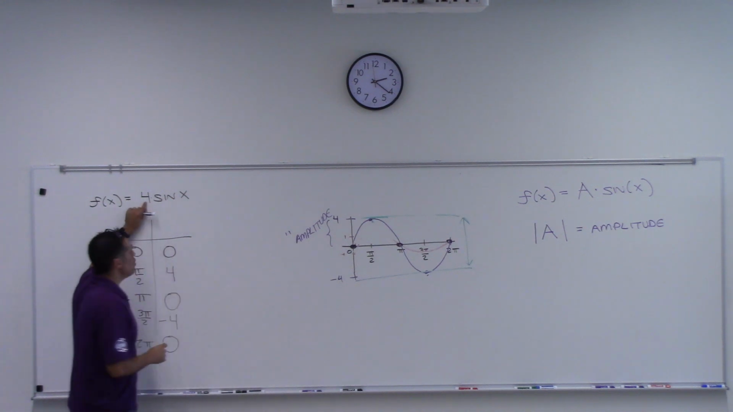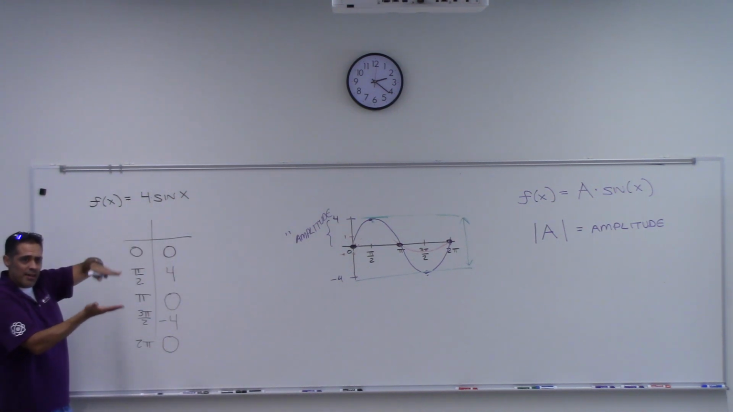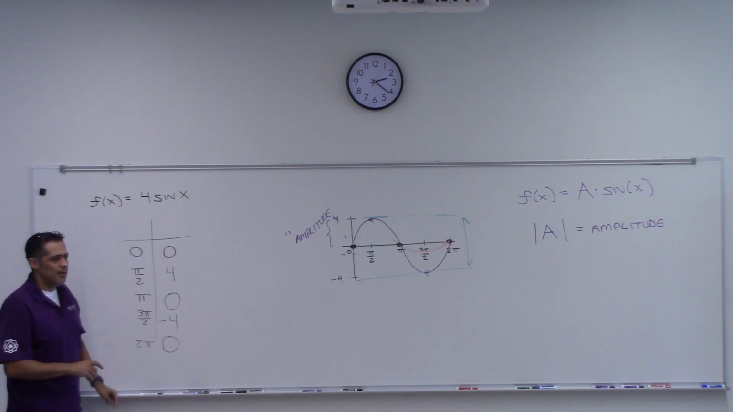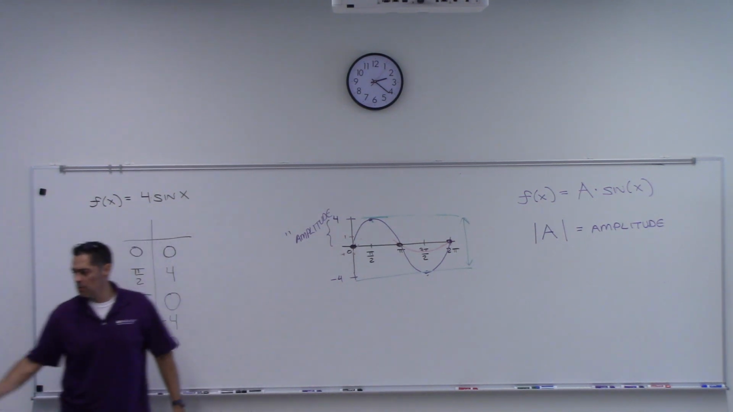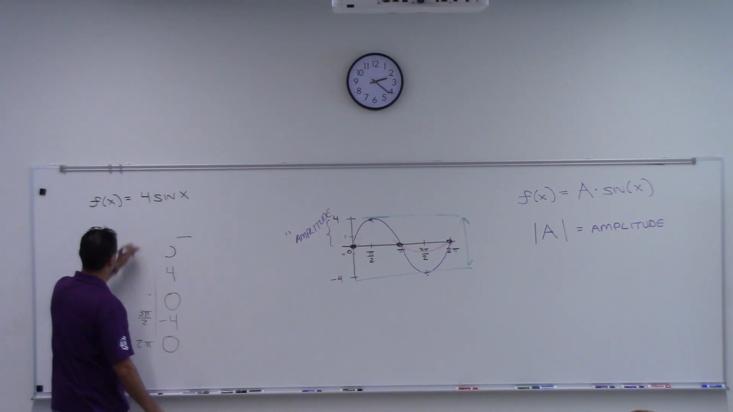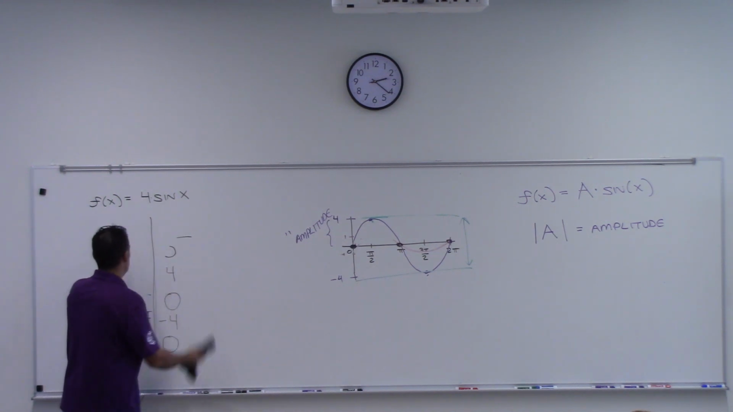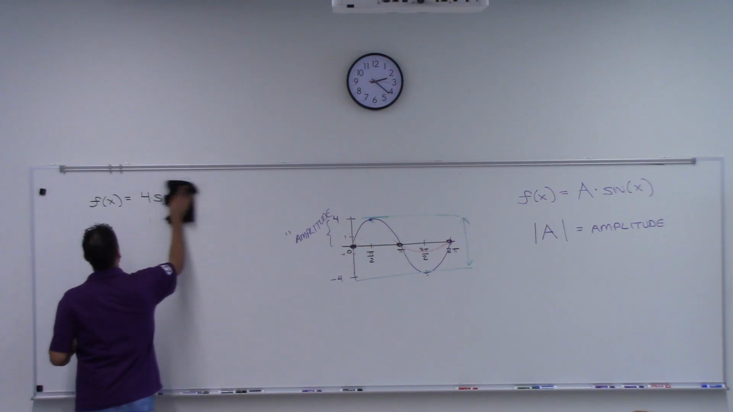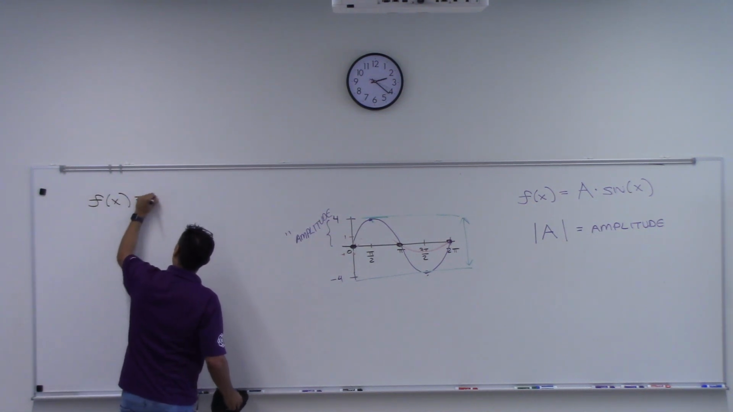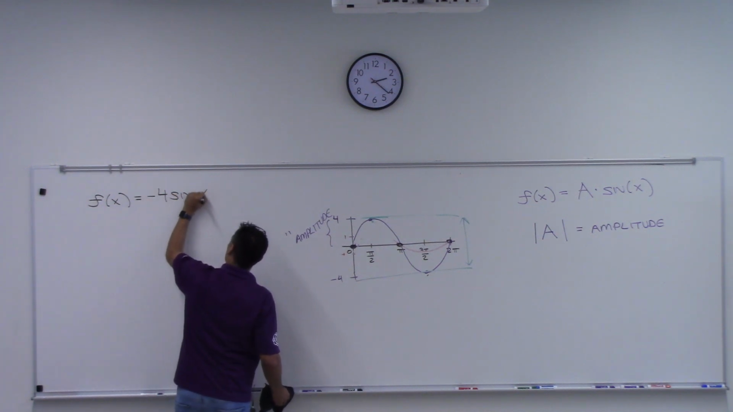So I said, if this is a 1/4, y'all feel like that's going to squash it down? It will, right? What if I put a negative in front? A -4. Flip it. Oh, I shouldn't have done that. I'll do it anyway. Okay. So what if I did f of x equals -4 sine x?